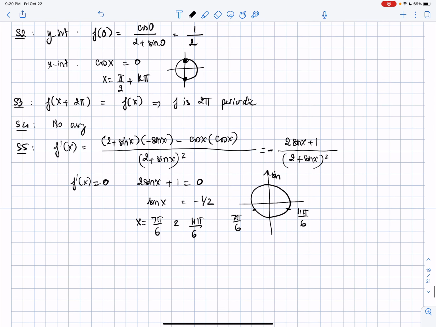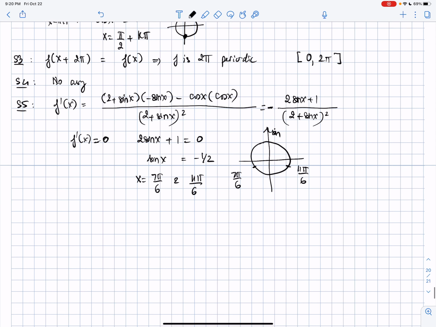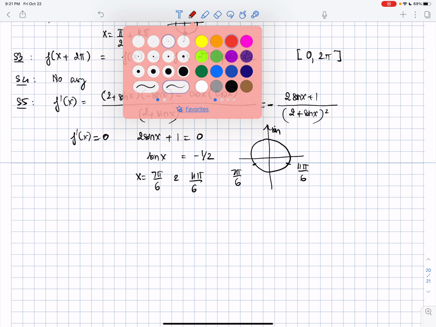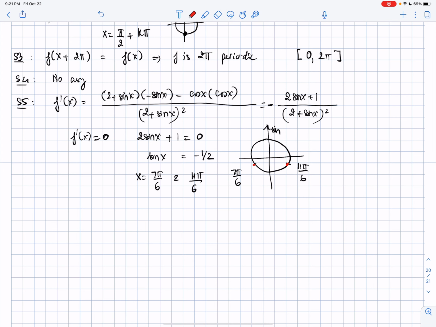We noticed that, let's go back to step number 3. Since f is a periodic function, we just need to look at the interval from 0 to 2 pi, and then we will just copy, okay? So I just work in the first revolution.